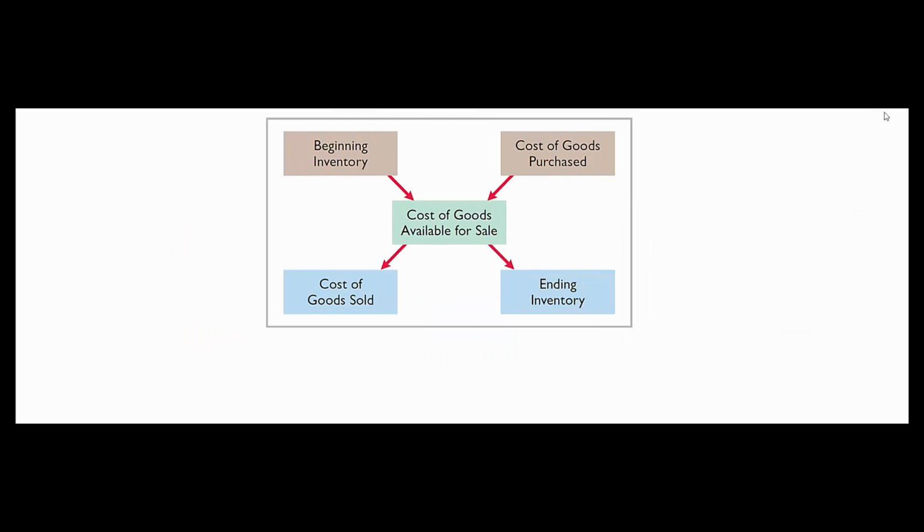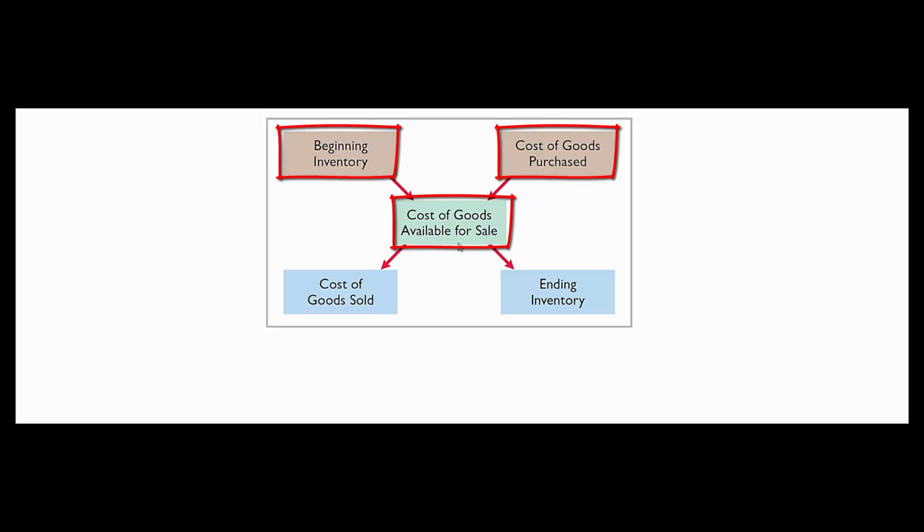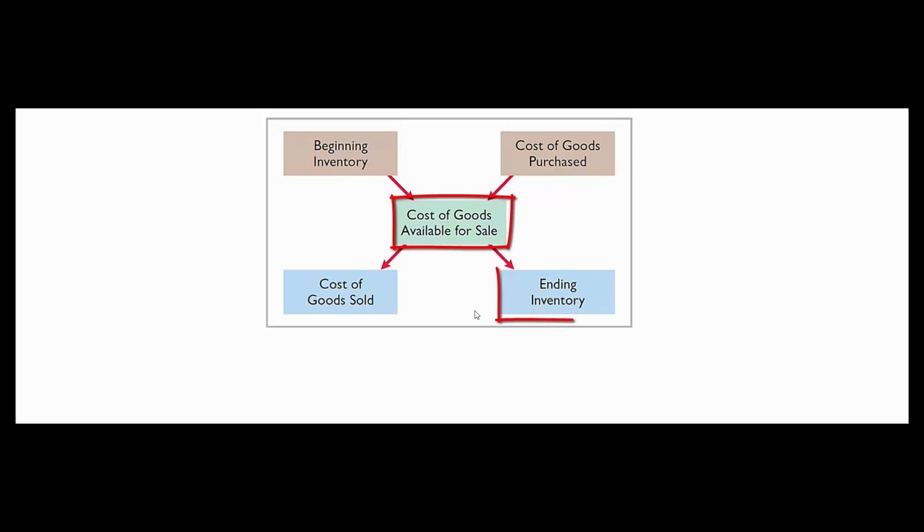No matter which assumption we're using or which inventory system we're using, it probably helps to think about beginning inventory plus cost of goods purchased gives us cost of goods available for sale. And then we either have ending inventory or cost of goods sold.